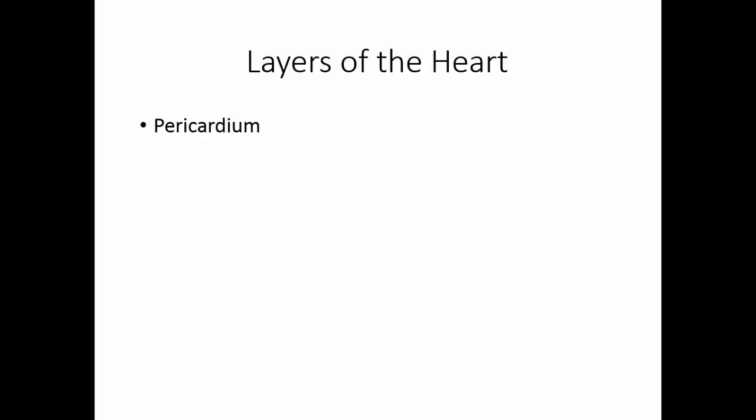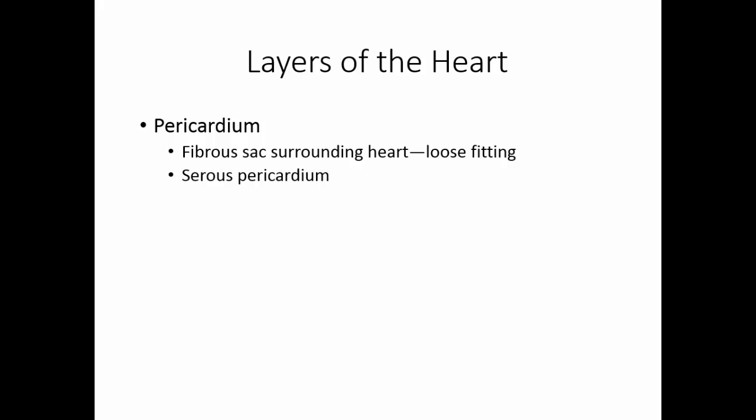The pericardium is a fibrous sac that surrounds the heart. It's loose-fitting, but it does make up one of the closed spaces of the body, so it is lined with a serous pericardium. The visceral layer covers the heart, and the parietal layer lines the fibrous sac. The serous pericardium secretes pericardial fluid into the space between the visceral and parietal layers to act as a lubricant so the heart beats with less friction inside the pericardium.